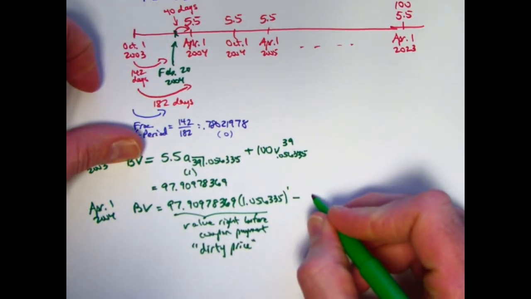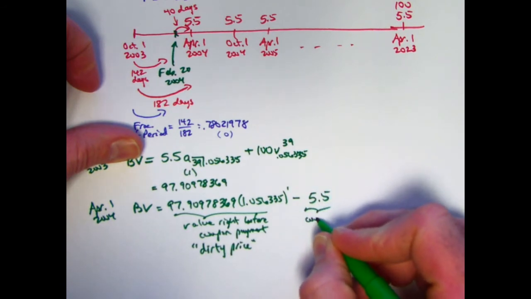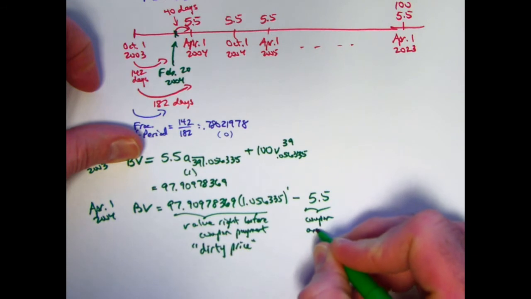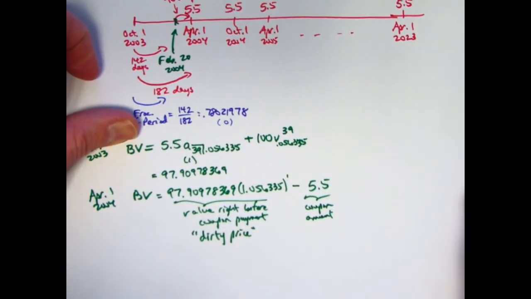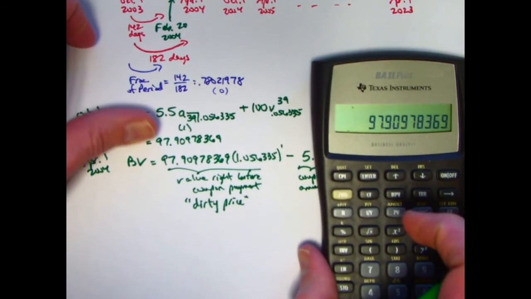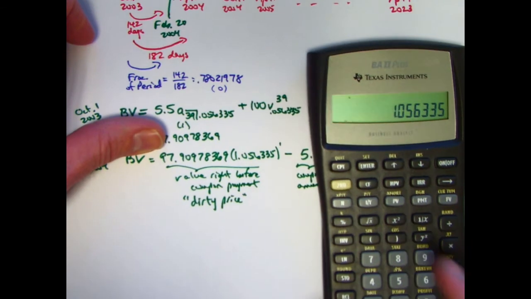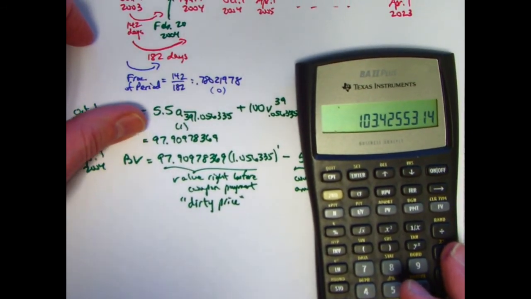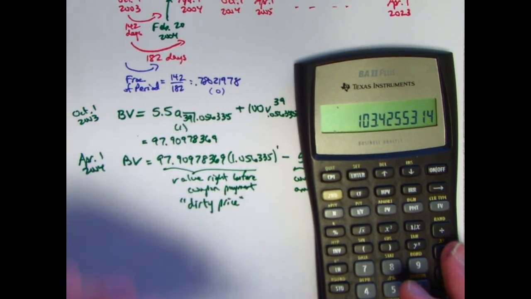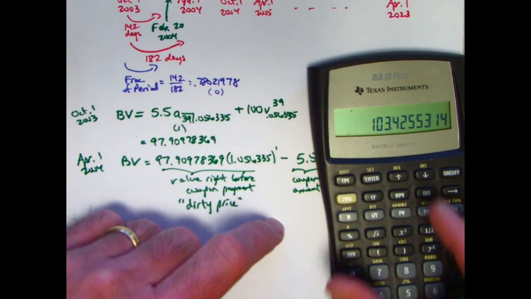And then subtract off the coupon amount, subtract off 5.5. That's the coupon amount, to get the book value on April 1st, 2004. Let's go ahead and do that. So I'll multiply this by 1.056335. The book value, so to speak, right before the coupon payment, which is actually, well, I shouldn't have used book value. The dirty price right before the coupon payment is 103.43.